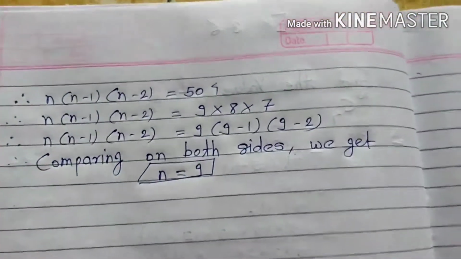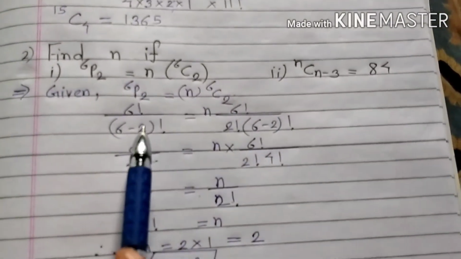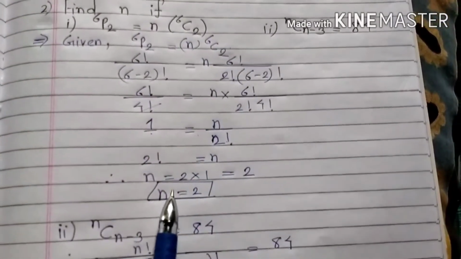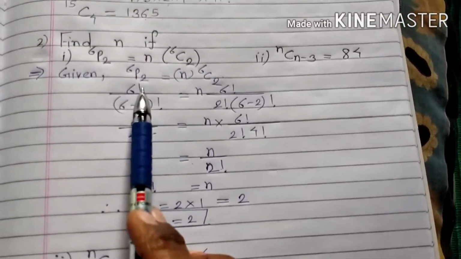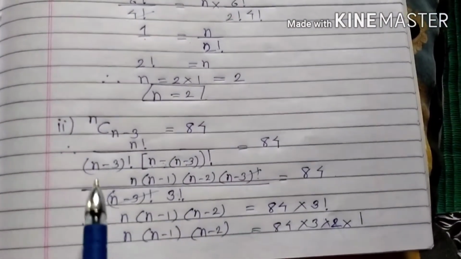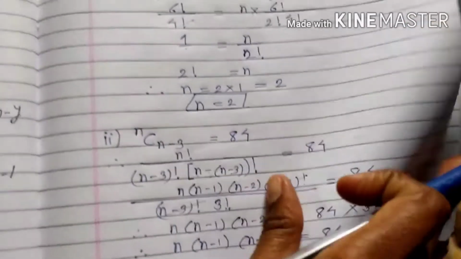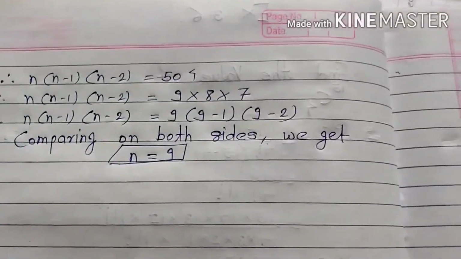So this is also a very simple example. You can observe, first we find n is equal to 2 by using the formula for permutation and combination. Then in this example we use the formula for combination, and here we find our answer.